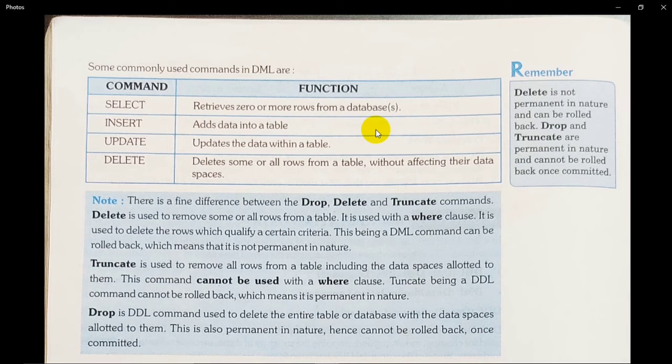Update is for any types of updates within a table, whatever kind of updation you want to do. And the delete command is used to delete the rows, tables, columns and so on. Here is a particular note dedicated to all these commands. There is a fine difference between the drop, delete, and truncate commands. Basically, delete is used for what? All these things have already been mentioned in these notes.